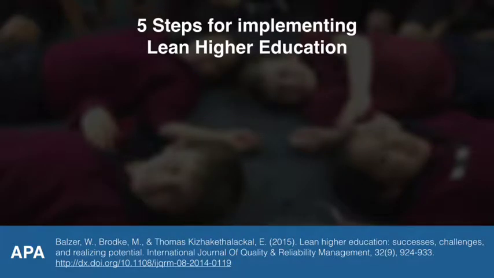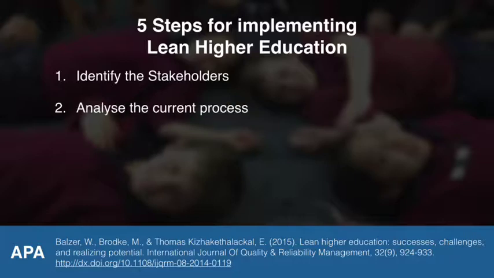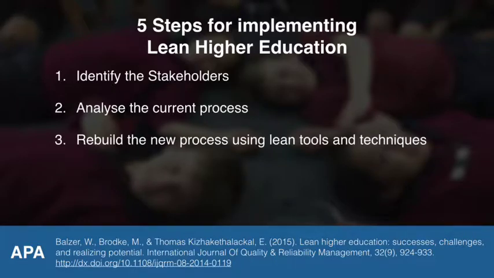To implement our new digital safety plan, we've looked at a system taken from Bowser, Brodke and Thomas Kazaka-Thalakal in 2015, where they identified 5 steps to help implementation of innovations. These 5 steps are as follows. 1. Identify the stakeholders of the process and what they value the most. Step 2 is analyse the current process to eliminate wasted steps and effort and improve the flow among the remaining steps. Step 3 is to rebuild the new process using lean tools and techniques to reduce waste, improve flow and meet or exceed what the beneficiary wants.